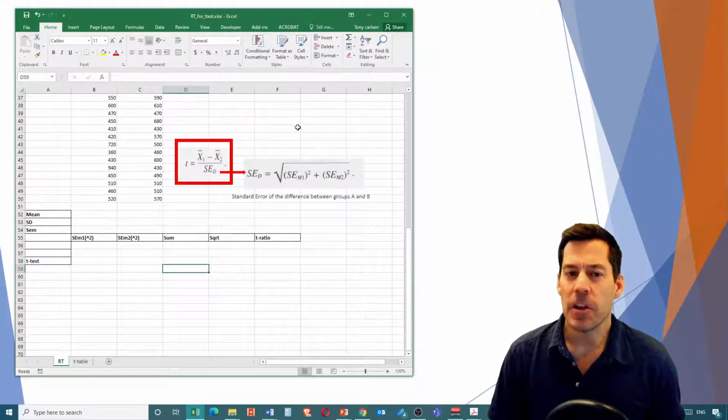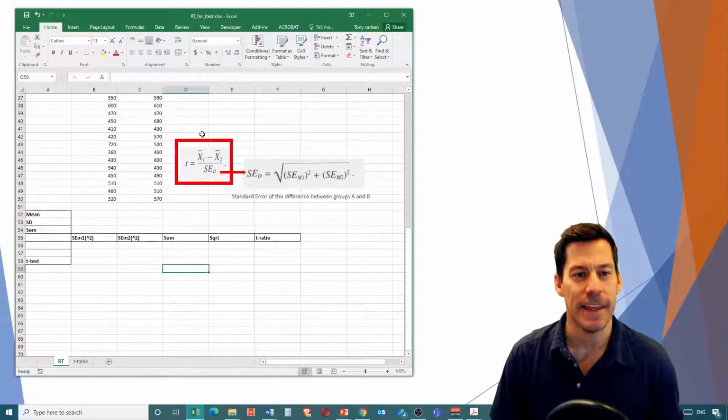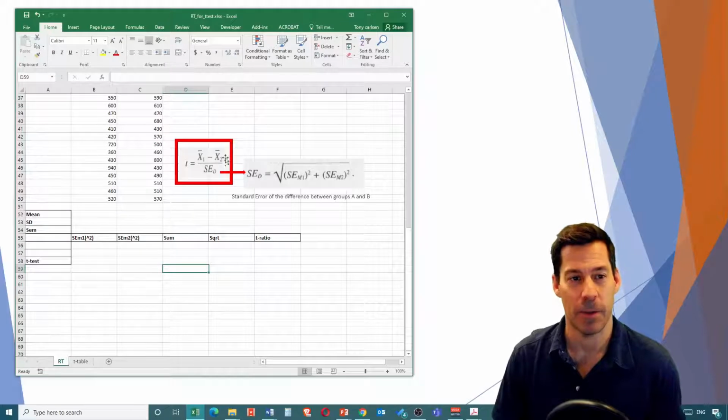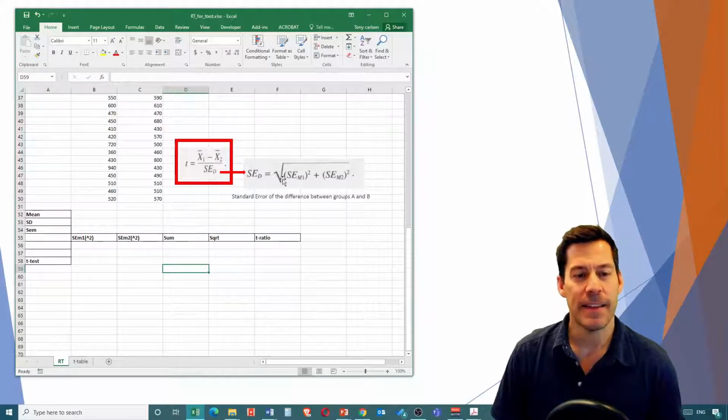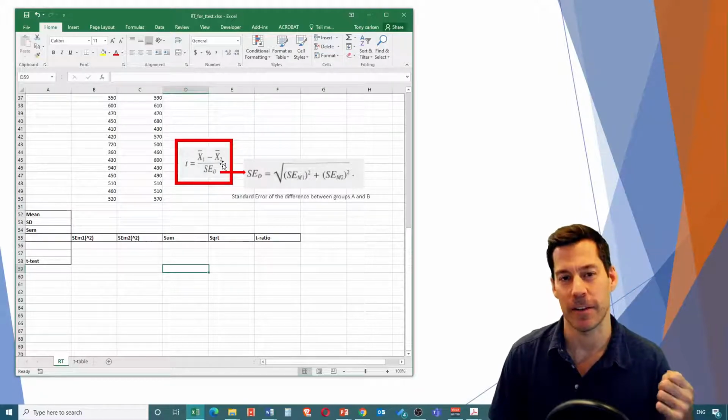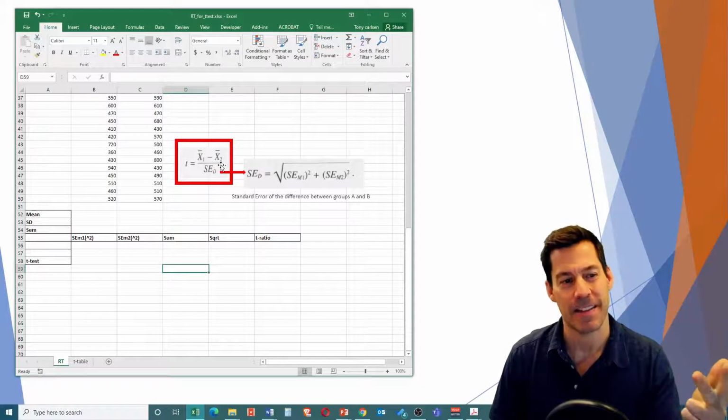What I've done for you here is I've put the equation for calculating a t-test here. And we're just going to show you how we calculate all these different values. It's actually quite simple when we get down to it. So let's get into doing this. So our first thing is we're going to need our standard errors for both of our values and our means. So in order to get those, we need to calculate our means, standard deviation, and standard error.